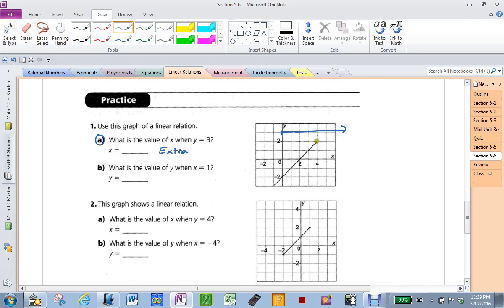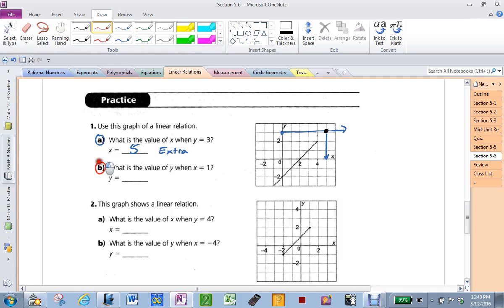So the line's got to continue. Now, you guys can see it goes up 1 over 1, up 1 over 1, yes? Yep. So it's going to hit right there, isn't it? Yep. So what value is that? 5. 5. Easy peasy lemon squeezy, yeah?